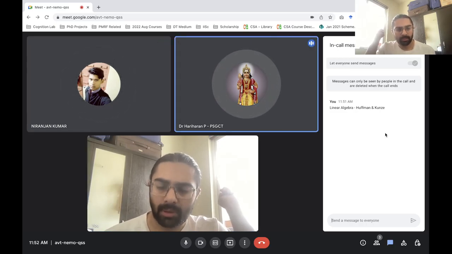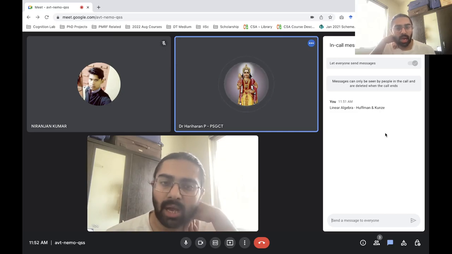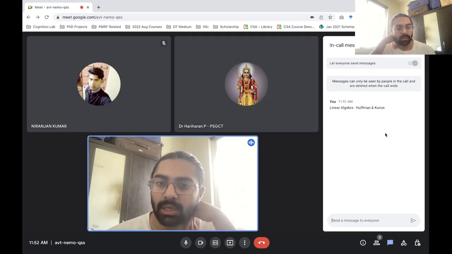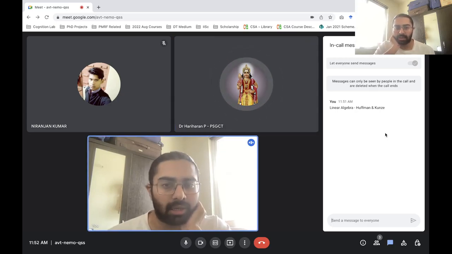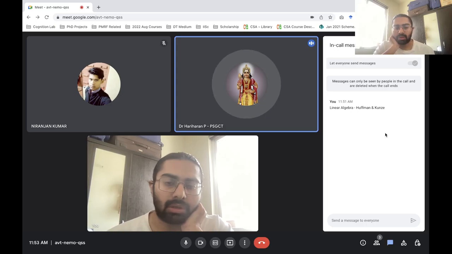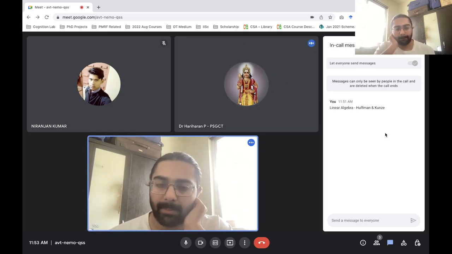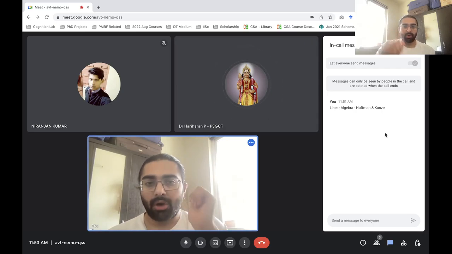Yes. Along with the PDF, put this reference book also over there so that I can take it from there and use. Sure. I'll get the PDF version of the book and upload it there. At least mention the reference book you are following so that we can get it from our library. Sure. Makes sense. Thank you.